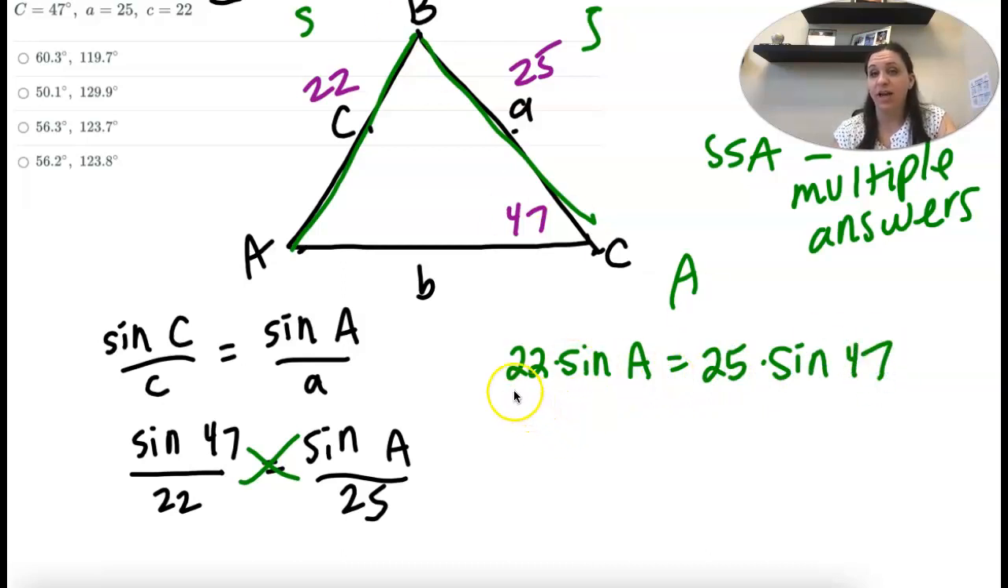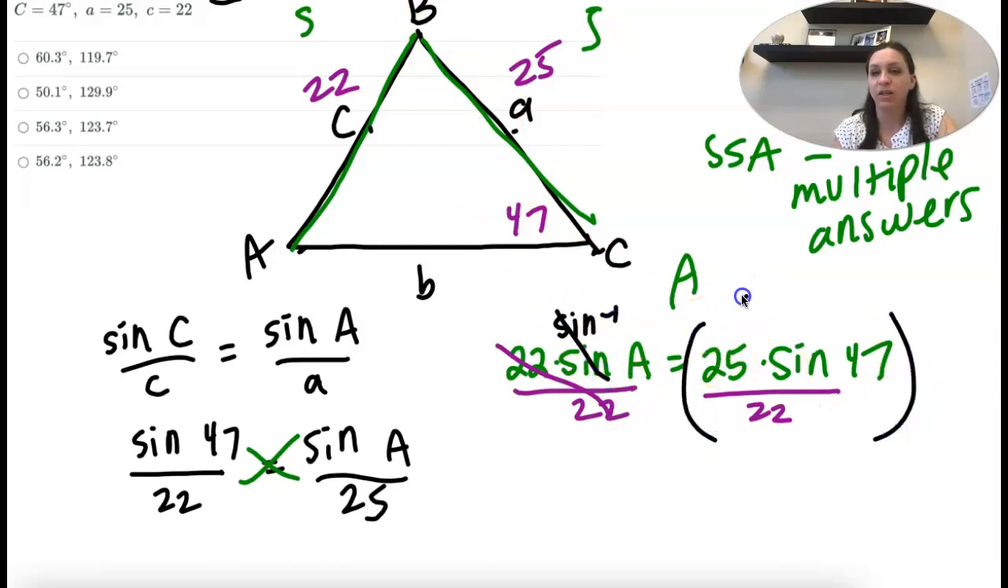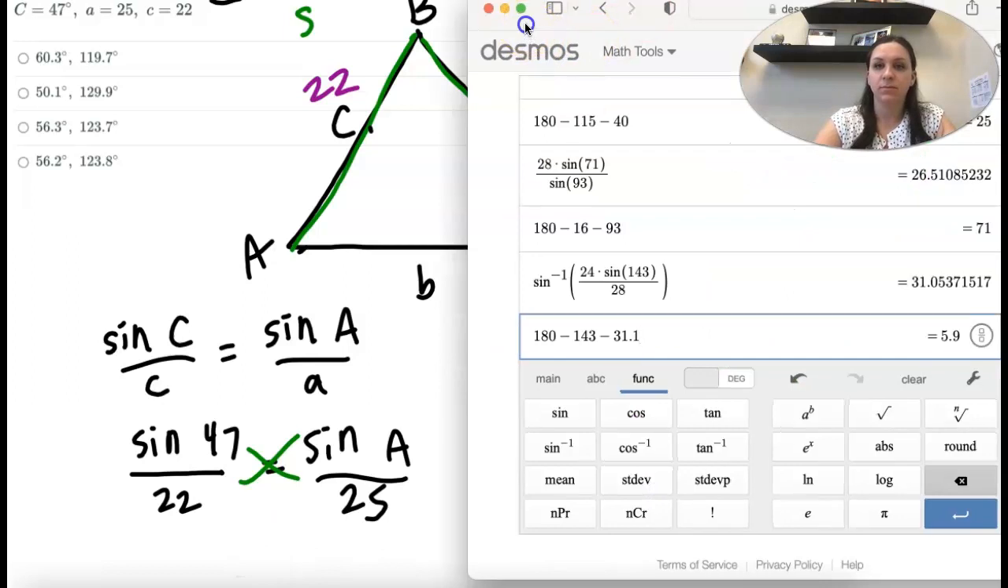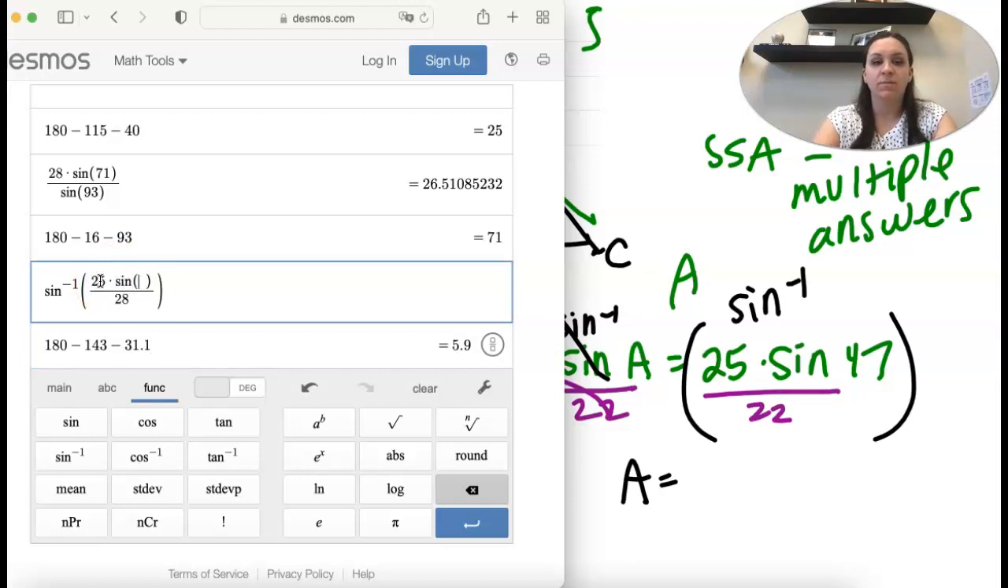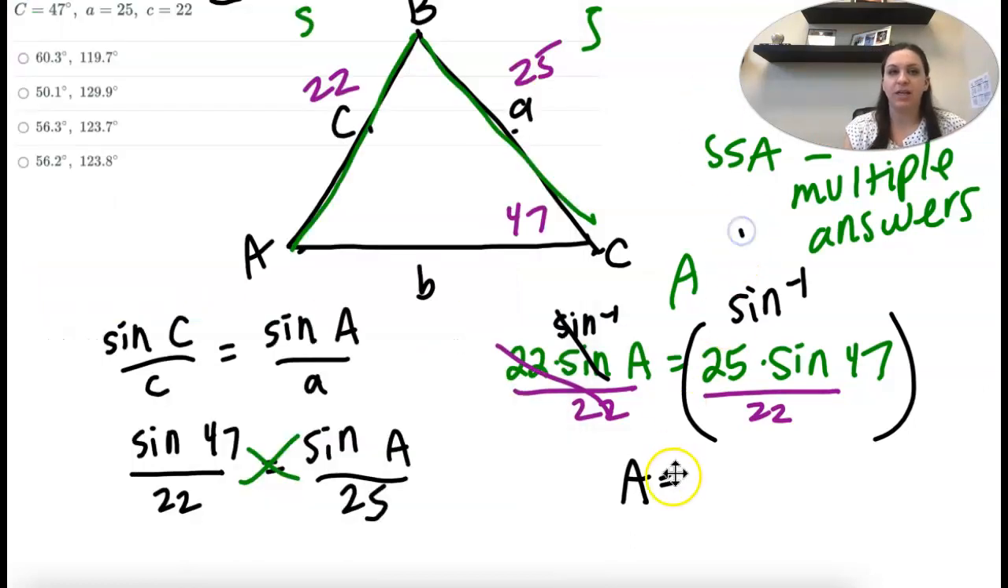I'm solving for A, so I'm going to divide both sides by 22. And then I don't want sine of A, I just want A, so I'm going to take the inverse sine of both of these to get angle A. And again, it's already in here, don't always erase your work. So that's 56.2 is angle A.